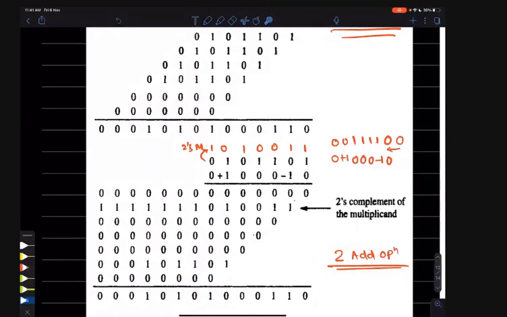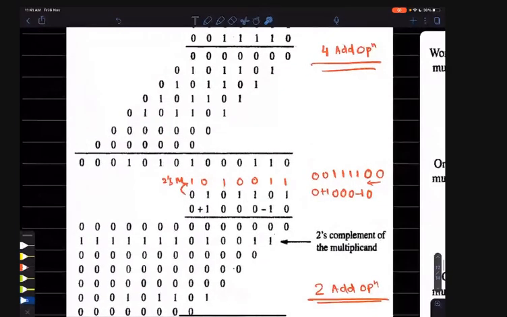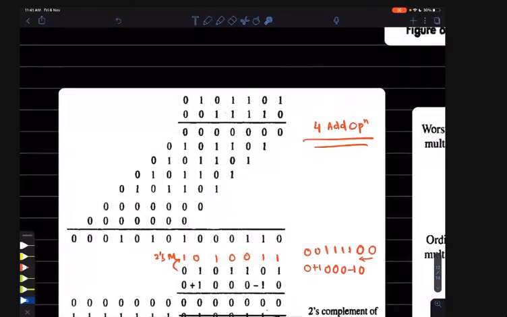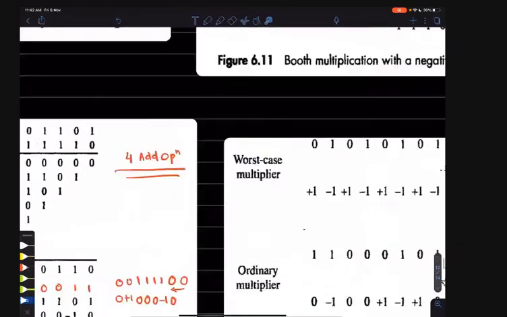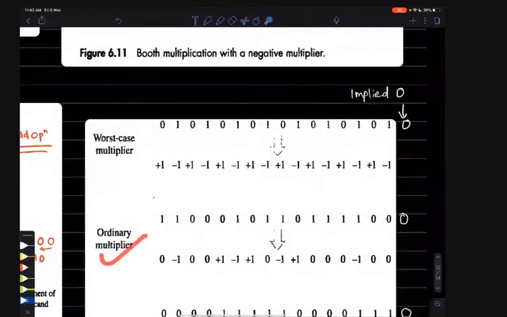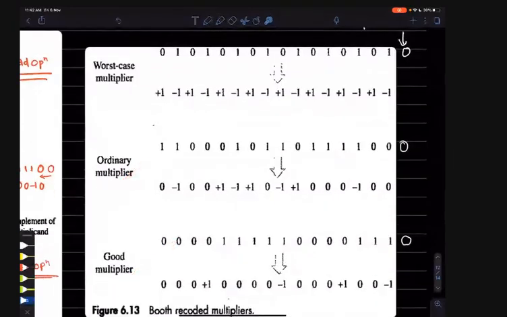And you might be thinking that sometimes this Booth algorithm might not work well. In which case? Suppose there are 0 1 0 1 0 1 0 1, lots of 0 1 will be there. In those cases, we will get +1 -1 in every step. So that is the worst case of Booth's algorithm. Okay, so there are worst cases, ordinary cases, and good cases. It is not that if you use Booth's algorithm we will get the best multiplier all the time.